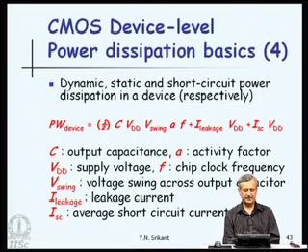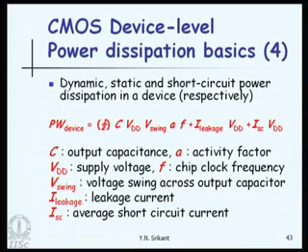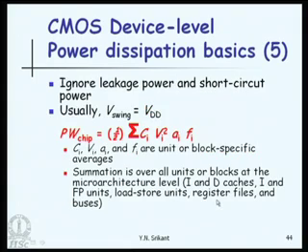Here C is the output capacitance of the device, A is the activity factor. In a certain duration, what is the percentage of time that the device switches? That is the activity factor. VDD is the supply voltage, F is the chip clock frequency, V_swing is the voltage swing across the output capacitor, I_leakage is the leakage current, and I_SC is the average short circuit current. We have already discussed a few of these. Now, let us see how to simplify this type of equation.